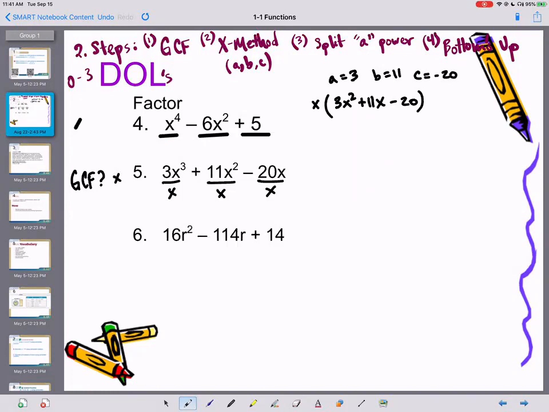And now I go on to step 2. Step 2 says do X method. So remember, we draw an X, a times c goes up top, b goes in the bottom, and we're going to look for m and n here. And so in our problem, a times c is 3 times -20. So 3 times -20 is going to be a negative number. 3 times -20 is -60. Negative 60, good. The b value is 11.